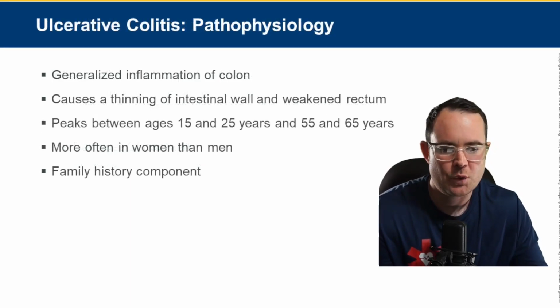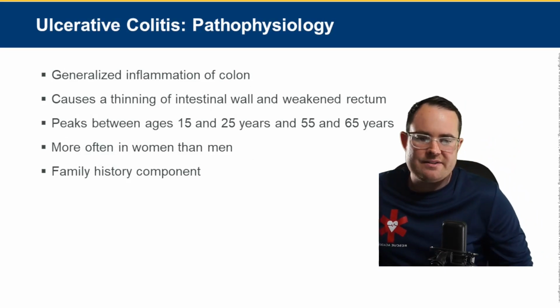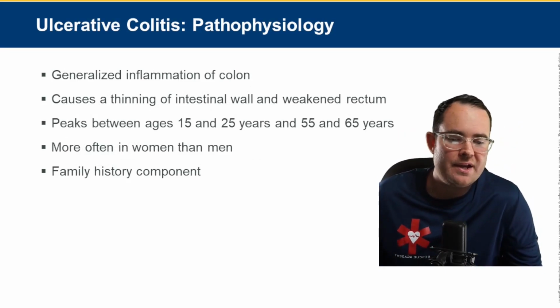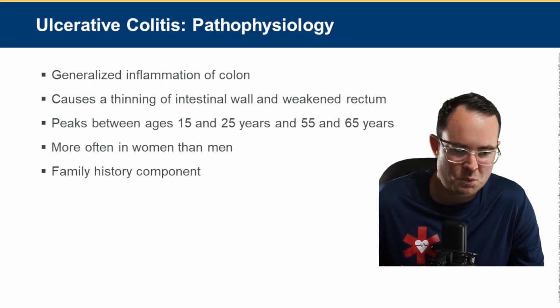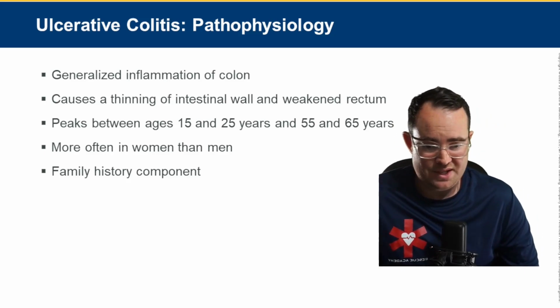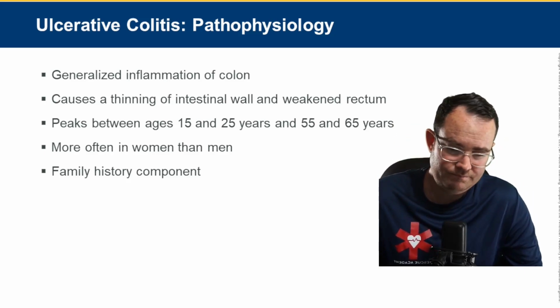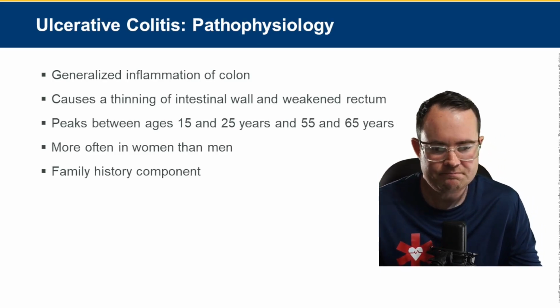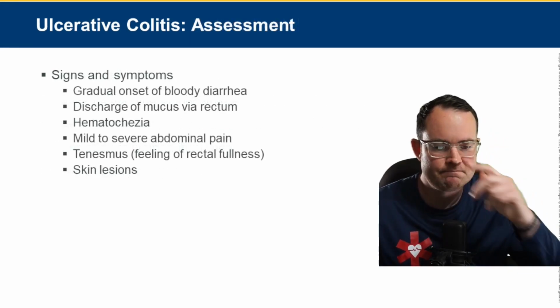It says these patients are at greater risk of having cancer, GI cancer. Generalized inflammation of the colon or colorectal cancer as well. Causes a thinning of the intestinal wall and weakened rectum. Wow, it says it peaks between the ages of 15 and 25, and then 55 and 65. More often in women than men, and family history is a definite component of it.